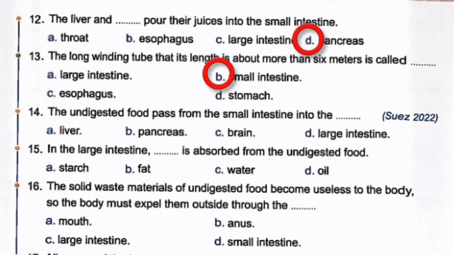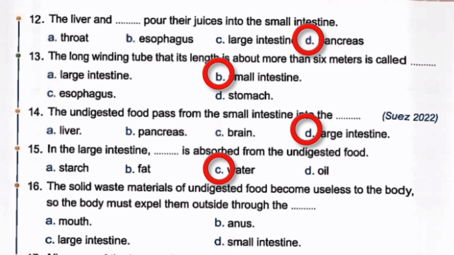Number 14. The undigested food passes from the small intestine into the. So which organ is located after the small intestine? Liver, pancreas, brain, large intestine. The right answer is large intestine, so we will choose letter D. Number 15. In the large intestine, blank is absorbed from the undigested food. Starch, fat, water, oil. Large intestine absorbs water, so the right answer is letter C.